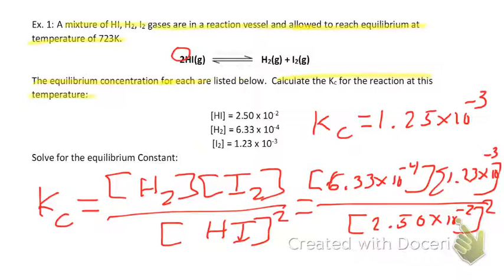So what does that tell us? Well, it tells us that Kc is less than 1. Okay? Less than 1. So where's the equilibrium position? Well, since it's less than 1, it should be reactant favored.